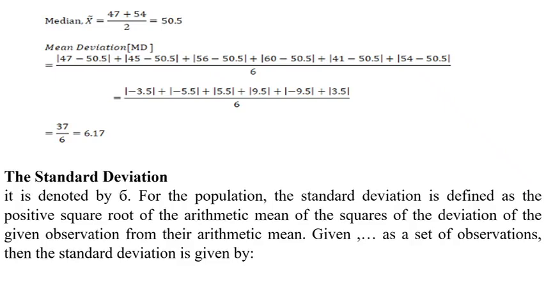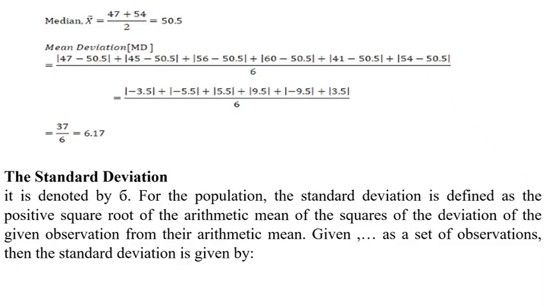So from there, when you add everything together, it will give you 37. Then you divide it by n, which is 6. That will give us 6.17. If you compare this with the one for the mean, you will observe that it's the same.